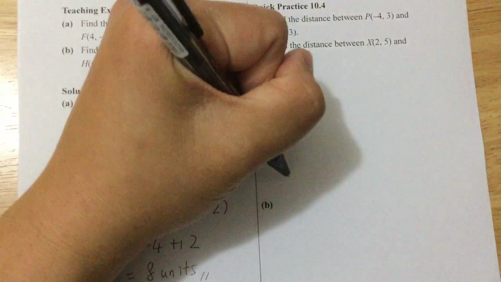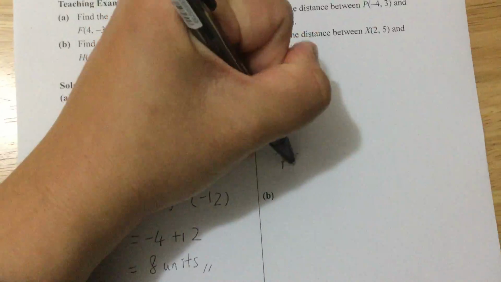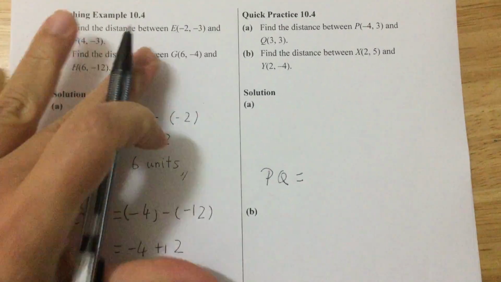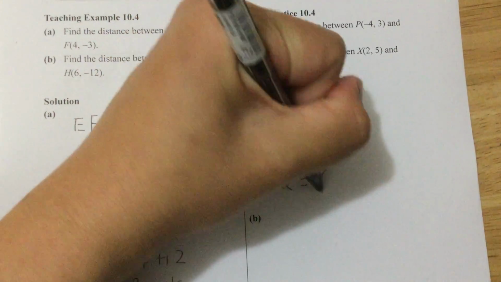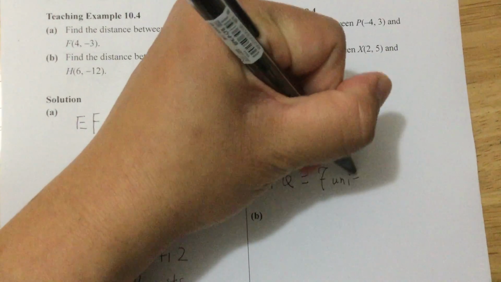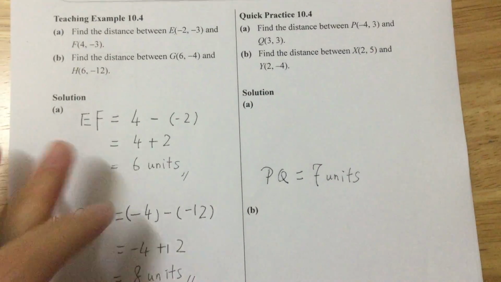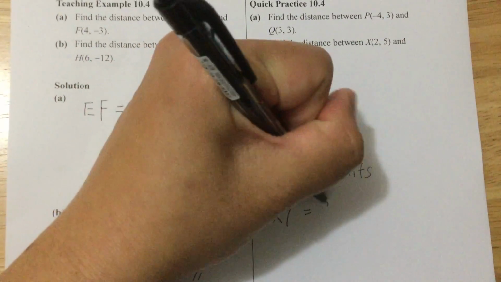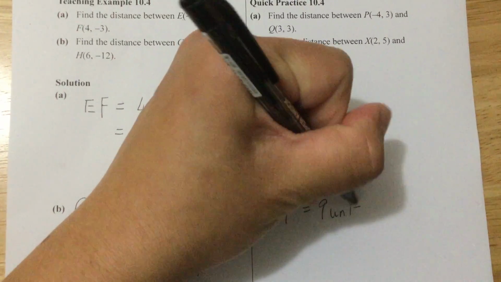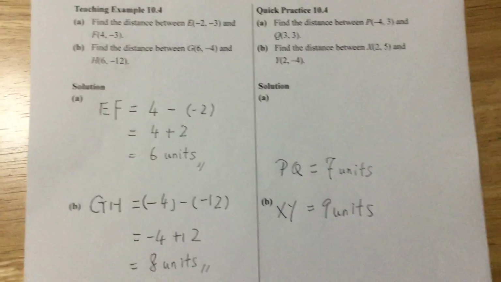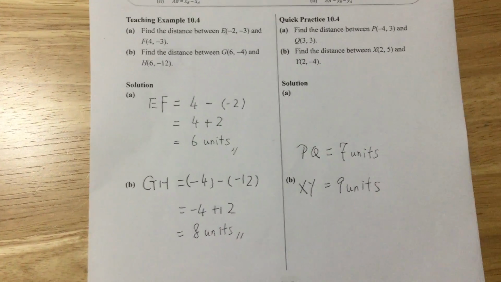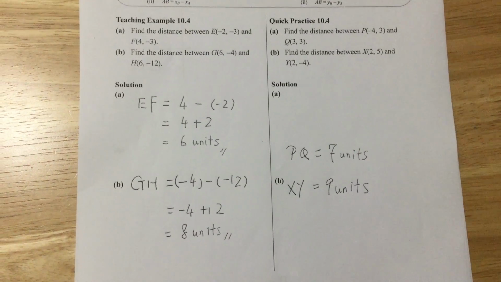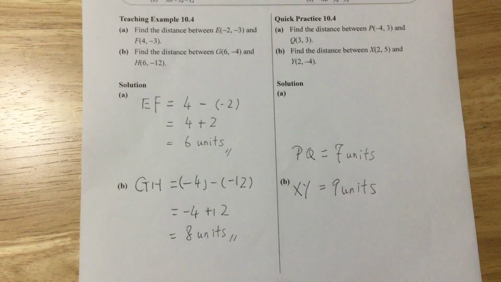The answer for PQ is 7 units. I do not show the calculation. Please do it by yourself. And for XY, the answer is 9 units. Hope all of you can find the answer immediately. Okay, now I'll stop here for 10 seconds and I will go to the next questions.